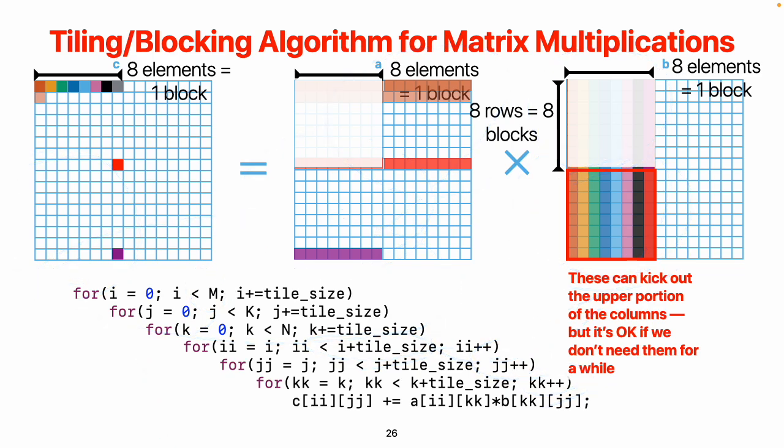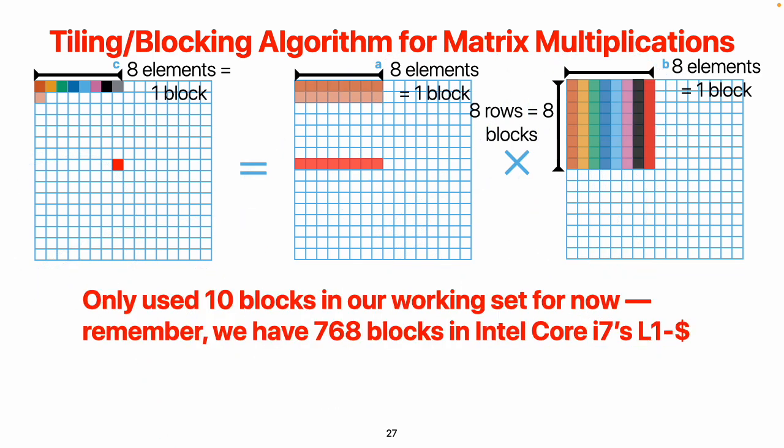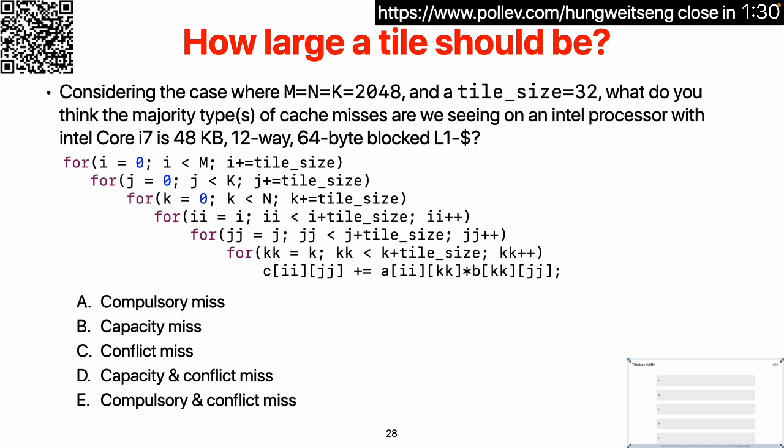Okay, now after you revisit this algorithm, you might think that most of the time I'm only using 10 blocks within the cache. I feel like I am not fully utilizing the cache. Since I have 768 blocks, can I make my tile size larger? So think about the case: if now the tile size is 32, what happens?